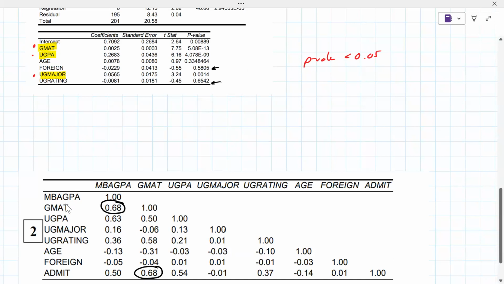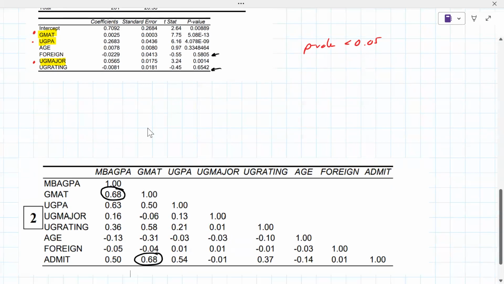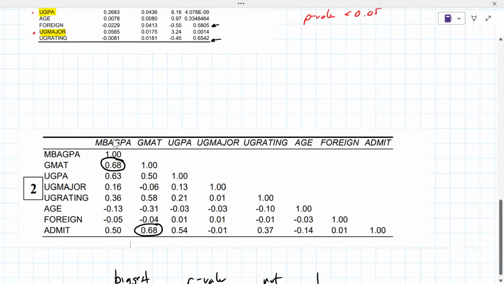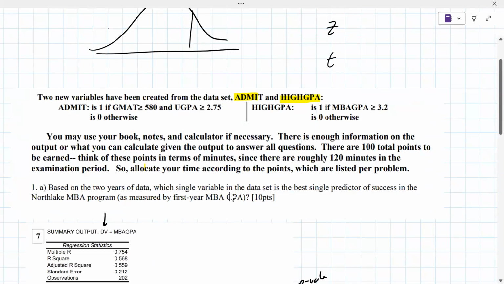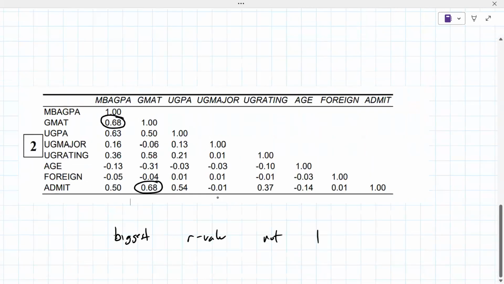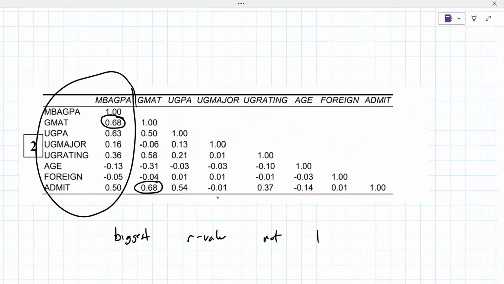It's GMAT because you're trying to predict. Well, sorry, I apologize. You're trying to predict MBA GPA. We go back to the question. Okay, you're trying to predict this, so you only look at this column. But let's say you were trying to predict GMAT score, you would only look at this column. Oh, okay, I get you. Okay, and so on.